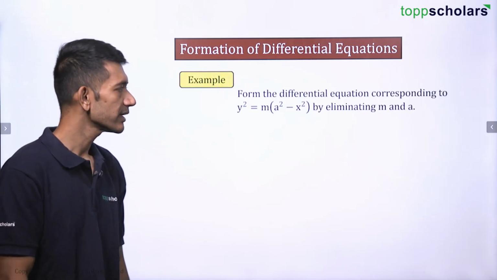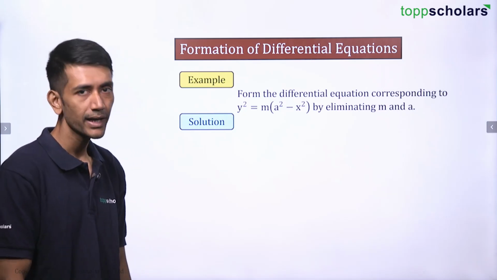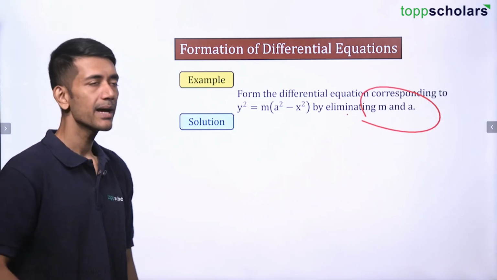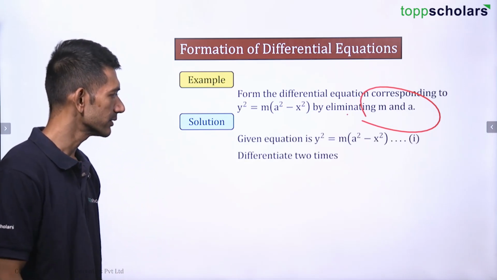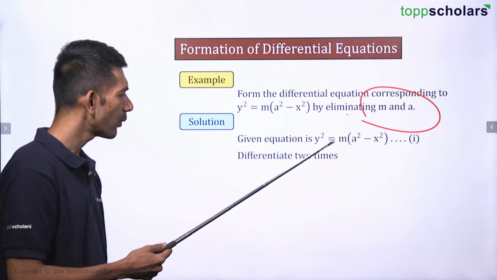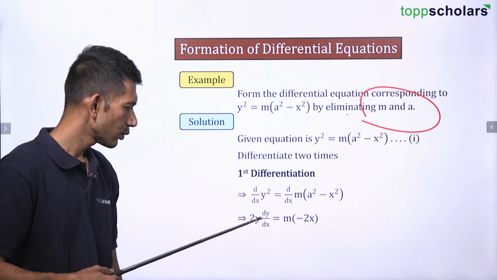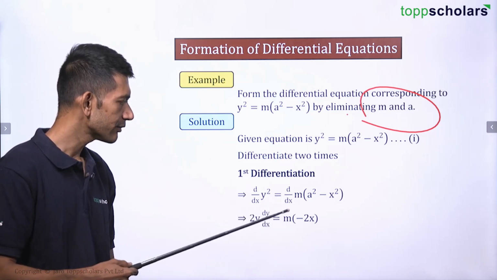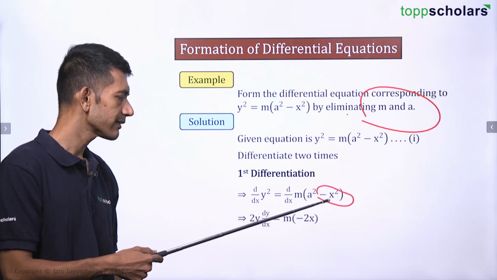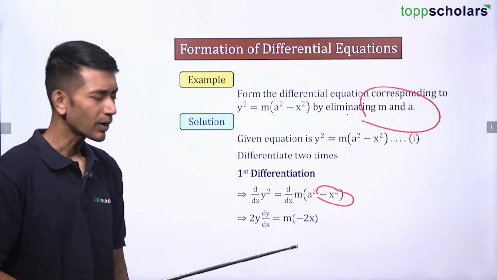So form the differential equation corresponding to y square is equal to m into a square minus x square by eliminating m and a, which are the arbitrary constants here. So the differential equation is given. Again we are going to differentiate it 2 times. Y square becomes 2y dy by dx, right? 2y dy by dx is equal to m times differentiation of minus x square, which is minus 2x. And then again you have to differentiate it one more time.